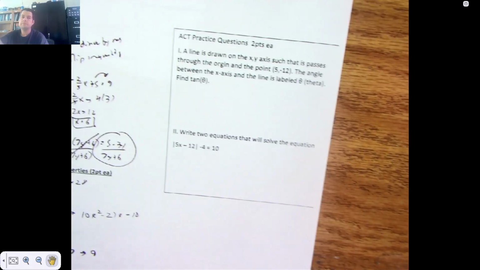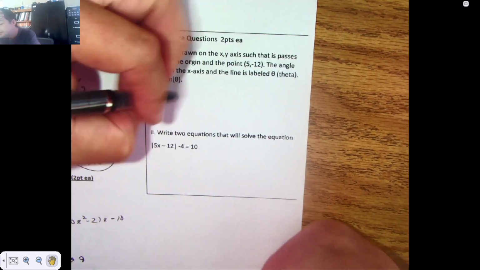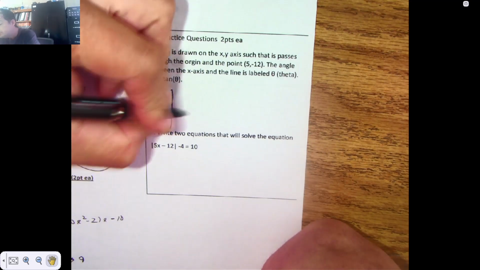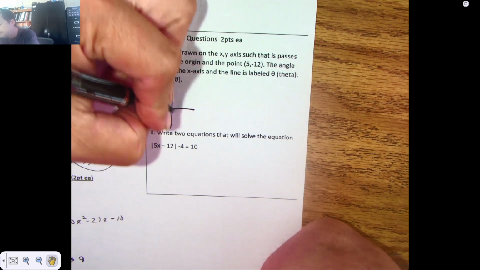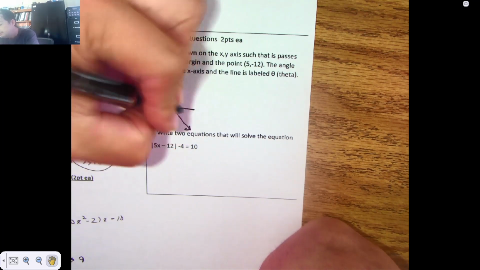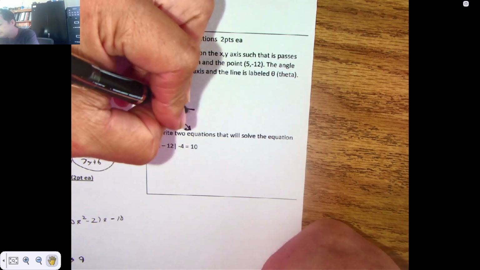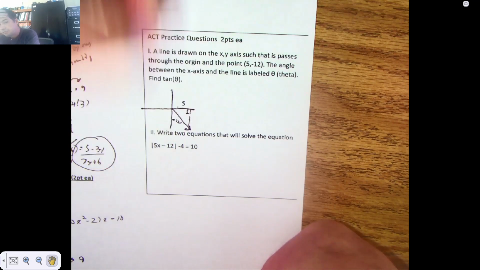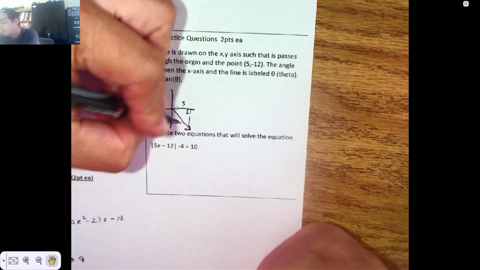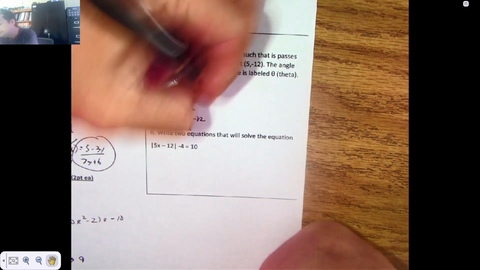ACT stuff. A line is drawn on the xy axis such that it passes through the origin and the point 5, negative 12. It means it goes right 5 and it goes down. What I'm doing is imagining a triangle, and it goes down 12. Think about your little SOHCAHTOA acronym.